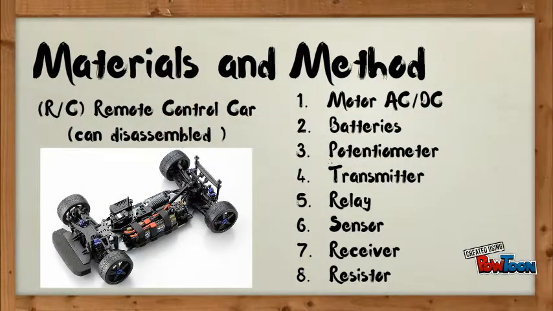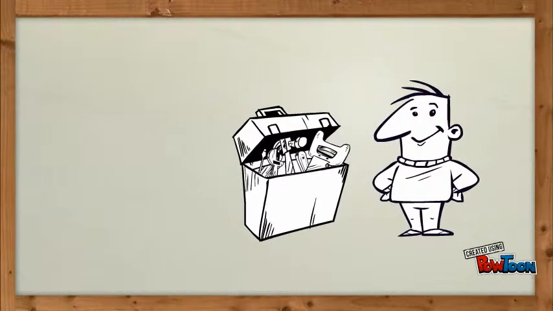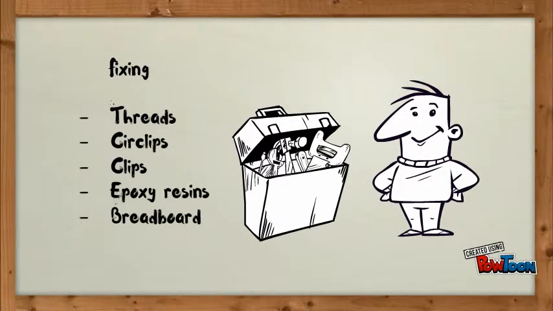First, we need a regular remote-controlled car. RC car parts have motor, batteries, potentiometer, transmitter, relay, sensor, receiver, and resistor. When we disassemble a regular remote-controlled car, this list of fixing materials is needed to assemble a touchscreen Android phone-controlled RC car.